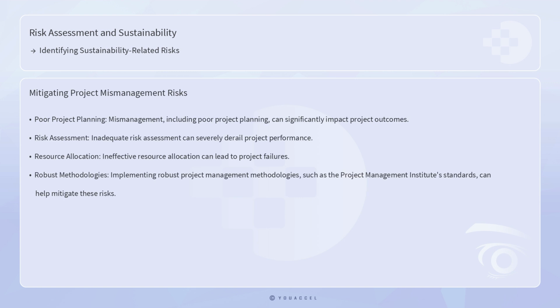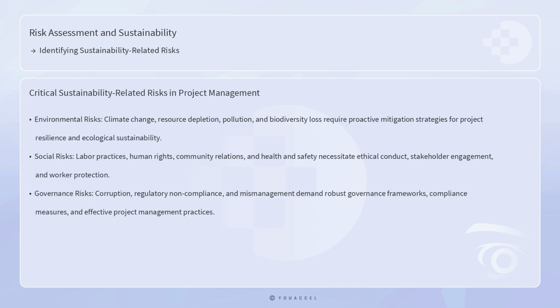Mismanagement, including poor project planning, inadequate risk assessment, and ineffective resource allocation, can significantly impact project outcomes. Implementing robust project management methodologies, such as the Project Management Institute standards, can help mitigate these risks and enhance project performance. Regular project reviews, stakeholder consultations, and adaptive management practices can further ensure that projects remain on track and responsive to emerging risks. In conclusion, identifying sustainability-related risks is a critical component of sustainable project management.